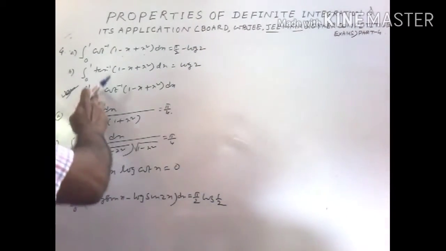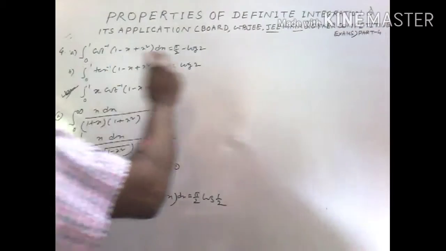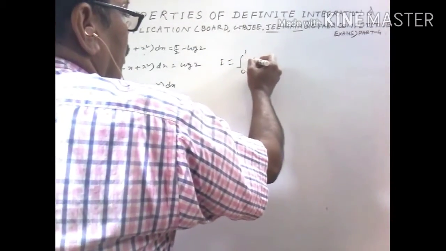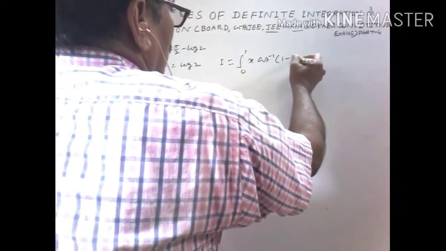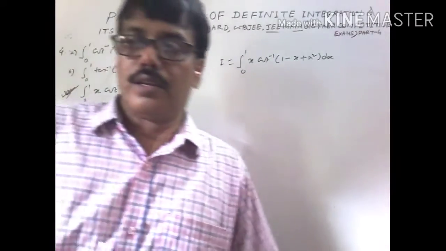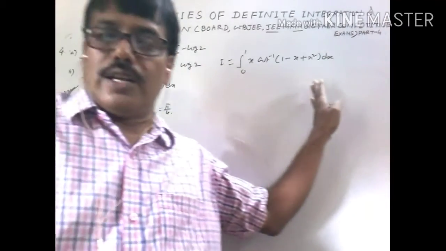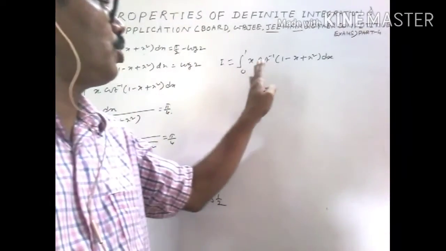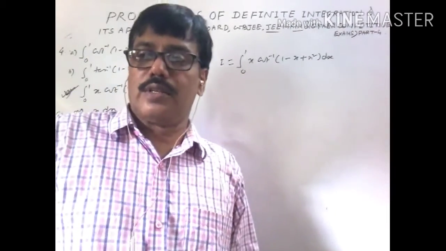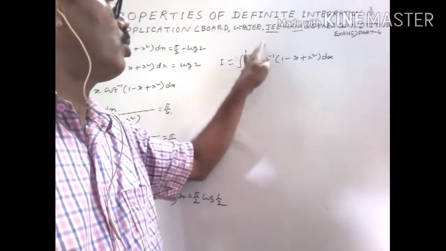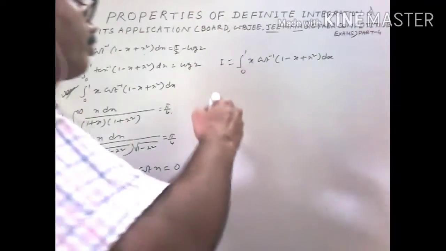So look, here only x is extra. So we consider this as I, 0 to 1 x cot inverse (1 minus x plus x square). Generally we will think it is a problem of integration by parts. But if we use integration by parts, then it will be difficult. So our main aim will be to cancel x first.